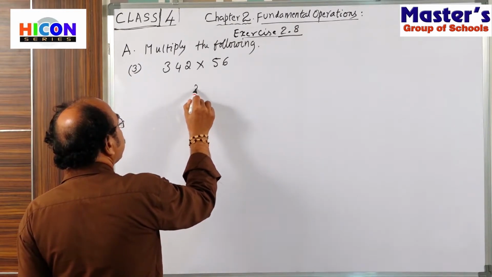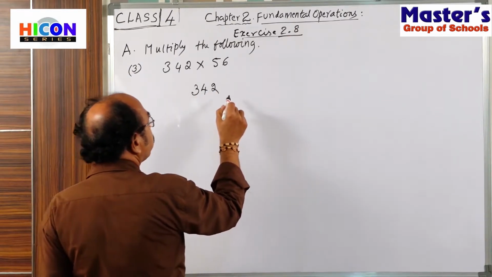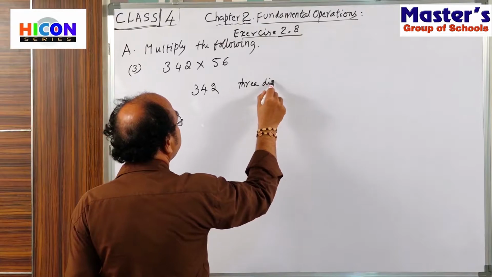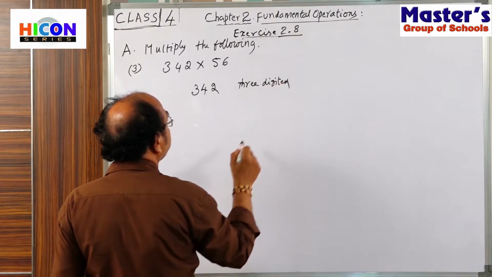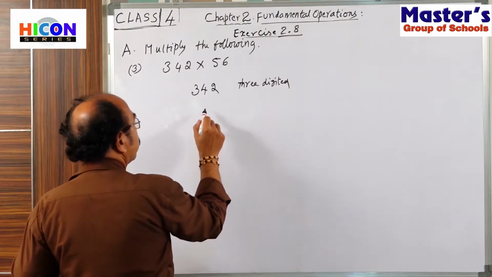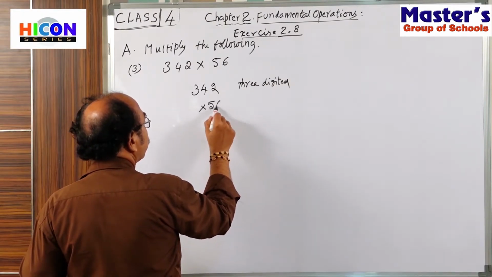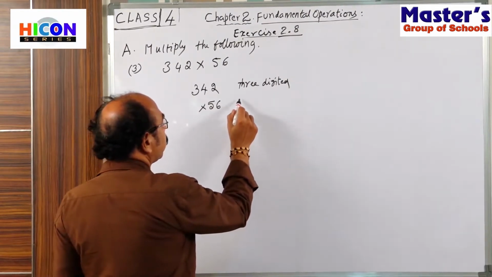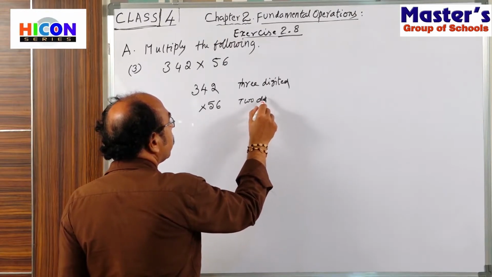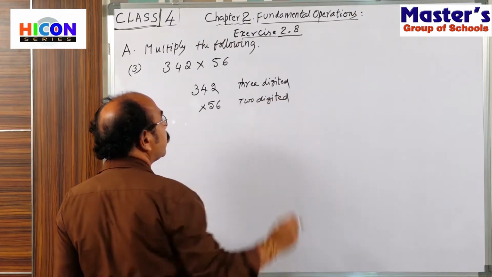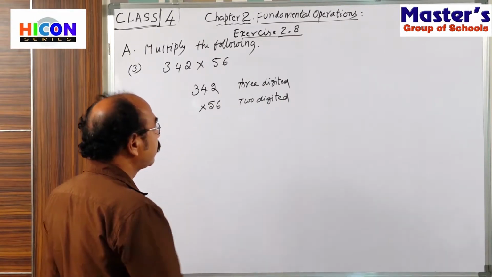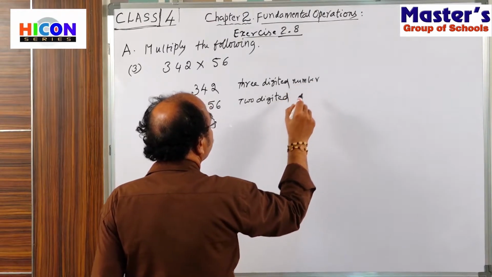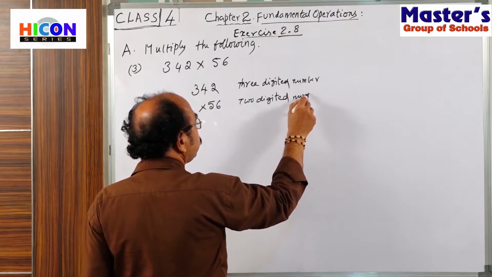342 is a 3-digit number. Now, it is to be multiplied with 56. This is a 2-digit number. A 3-digit number is to be multiplied by a 2-digit number.